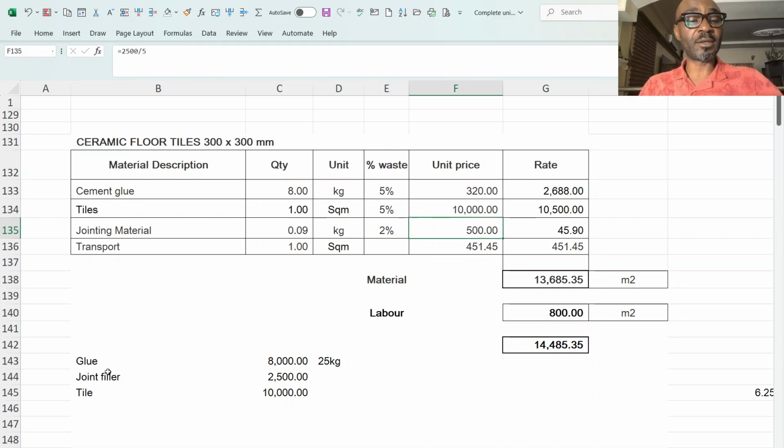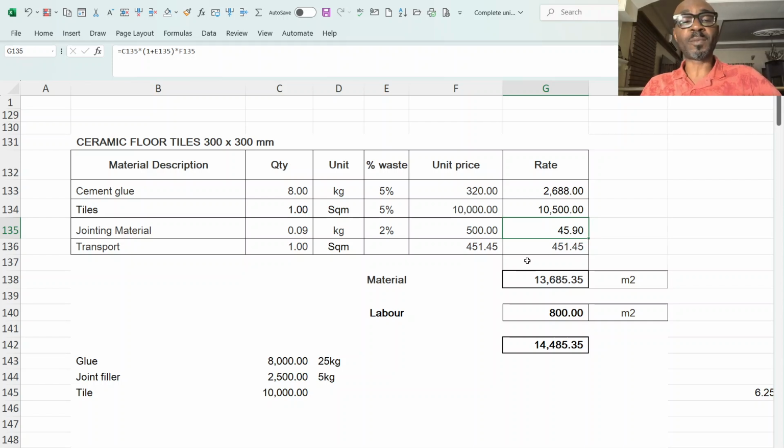And the tile glue is a 5 kg bag. So you divide the price of the 5 kg bag, 2,500, by 5 kg, and it gives you 500 naira per kg. Then 500 naira multiplied by the quantity of kg you need to fill 1 square meter, plus the 2%, gives me 45 naira.